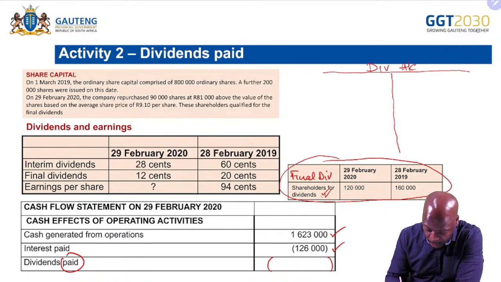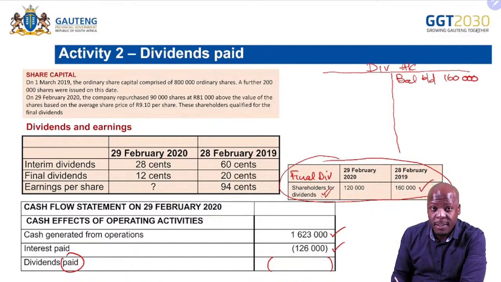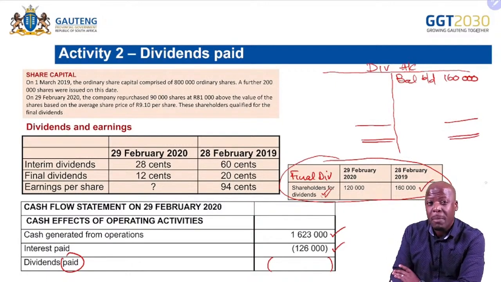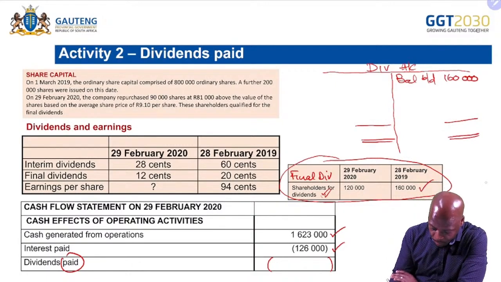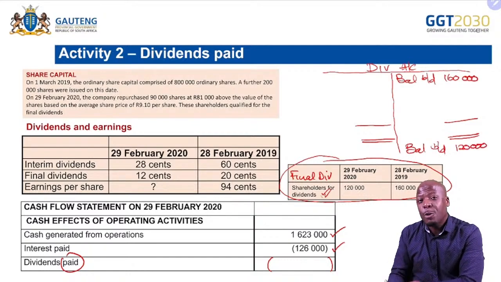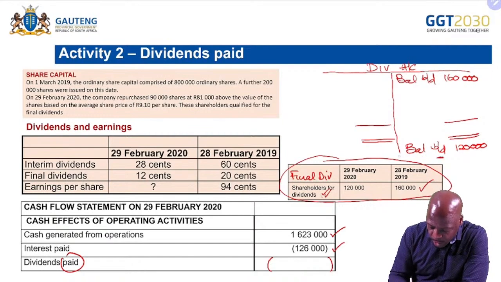So I'm going to come to my account and I'm going to say I have my balance brought down here. In my balance, at the beginning, I have 160,000. That is my shareholders for dividends from the previous year. And in this year, I'm now going to say, how much do I owe at the end of this financial year? Remember, they are only declared and they're paid in the next financial year. How much is my balance? I'm going to say my balance brought down is 120,000. But you guys know already that it cannot just be brought down here, it has to be carried down here. So I'm going to have my balance carried down, which is 120,000.